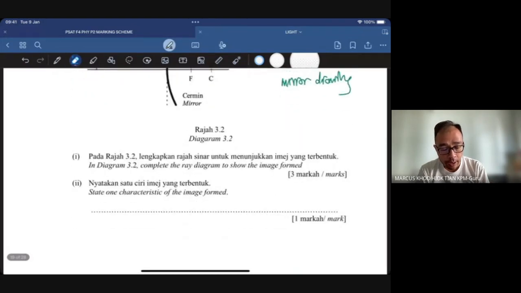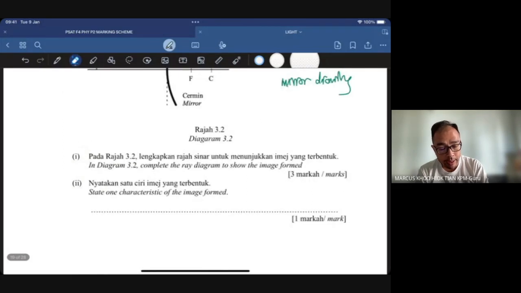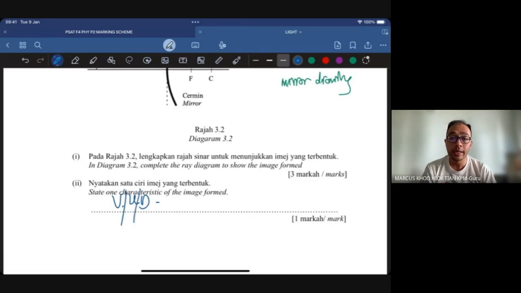Complete the ray diagram. Okay, this is done. State one characteristic. This is standard: virtual upright image. I'm not going to do this one. I think it's a very easy question. So the graph size won't affect the characteristic. No.